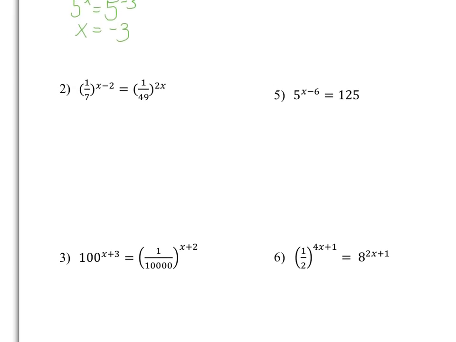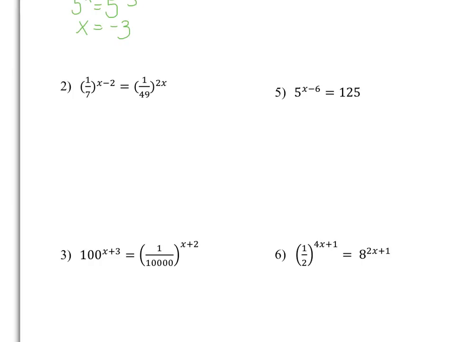Next, we have question number 2. 1/7 to the power of x minus 2 equals 1 over 49 to the power of 2x. Whenever you have exponents that are expressions, I would put parentheses around it, just so you don't forget to distribute later. So 1/7 and 1/49 can both be written in terms of bases of 7. This is going to be 1 over 7 to the first to the power of x minus 2. And 1 over 49 is 1 over 7 to the power of 2 to the power of 2x.